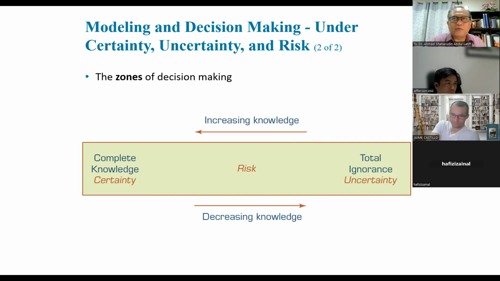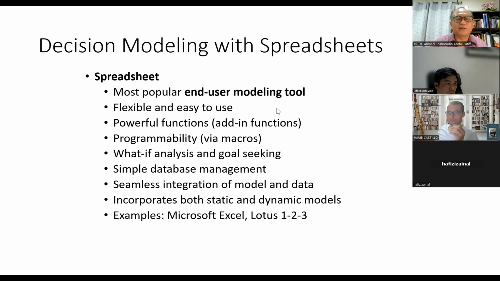For example, during this Ukrainian war, people in Europe are not sure of the supply of coal or the supply of fuel. So their knowledge is decreasing. They move from certainty to risk and then to uncertainty. So these are the zones for decision making.